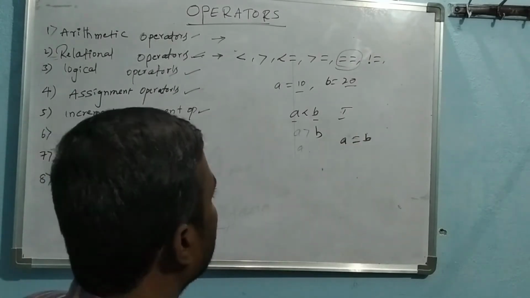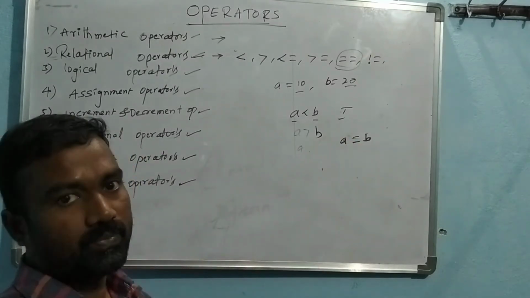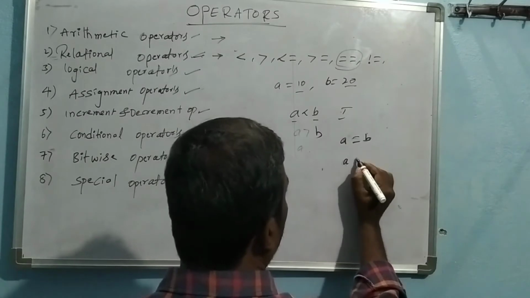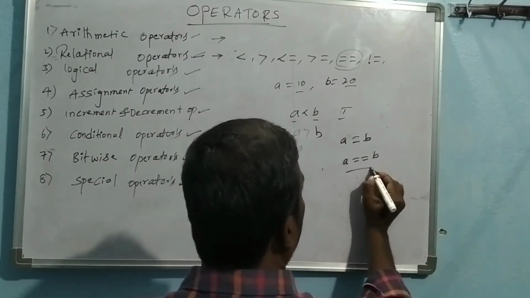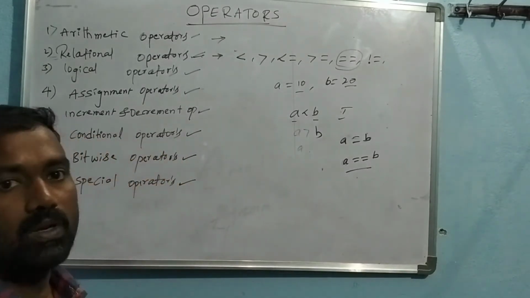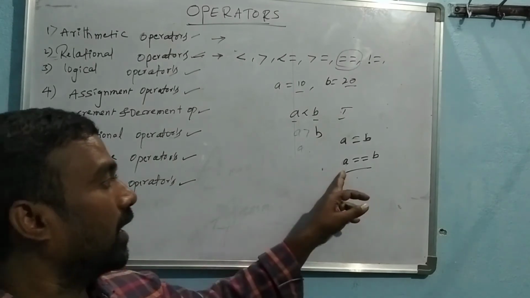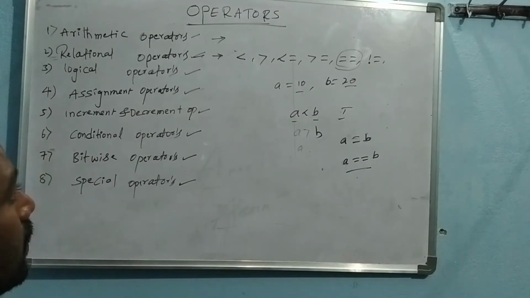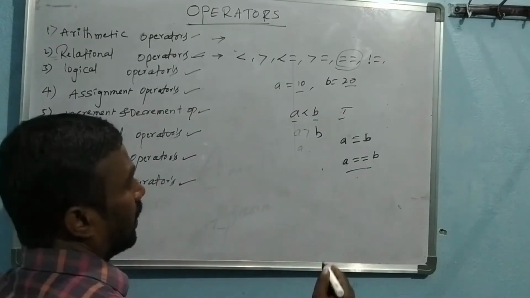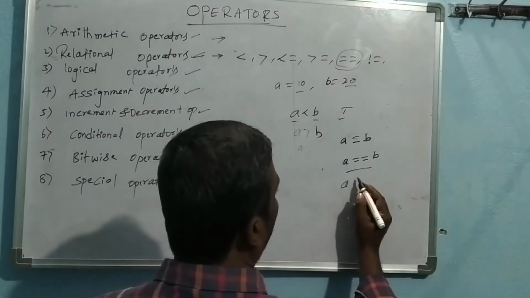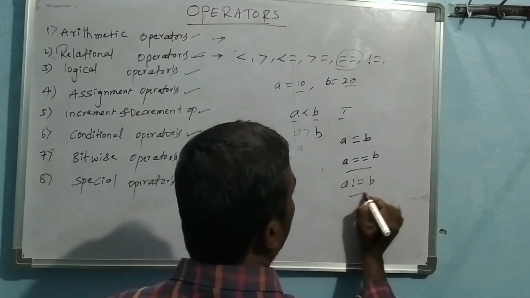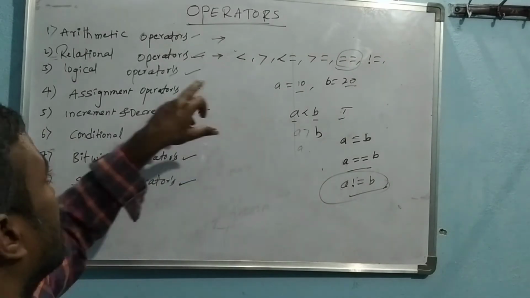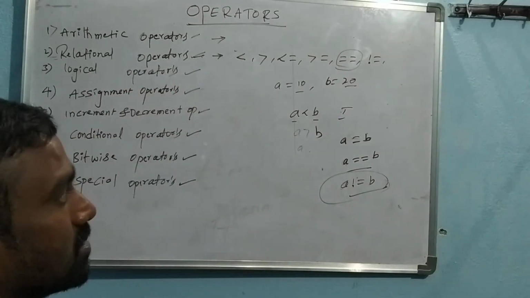So when we check whether A and B values are the same, we go for double equal to. In our C programming language, it is treated as double equal to. Double equal to means A and B values are the same. Not equal to means the A value is not equal to B, so these two values are different. These are the relational operators in the C programming language.